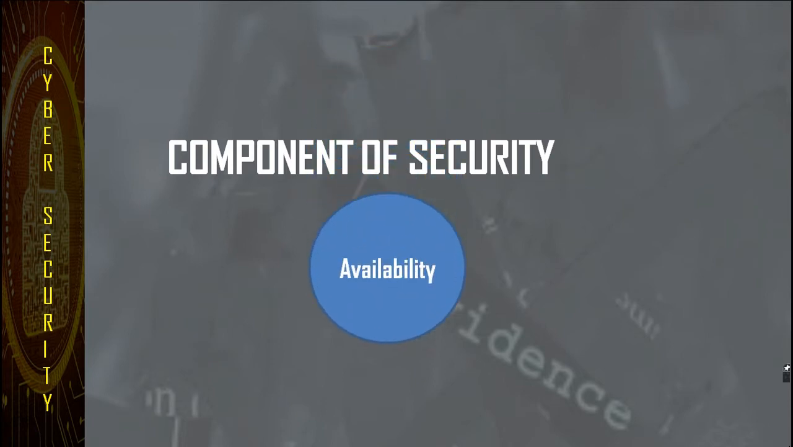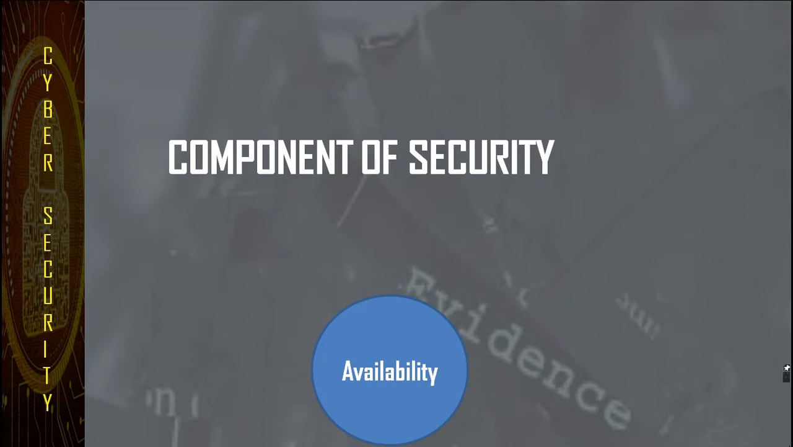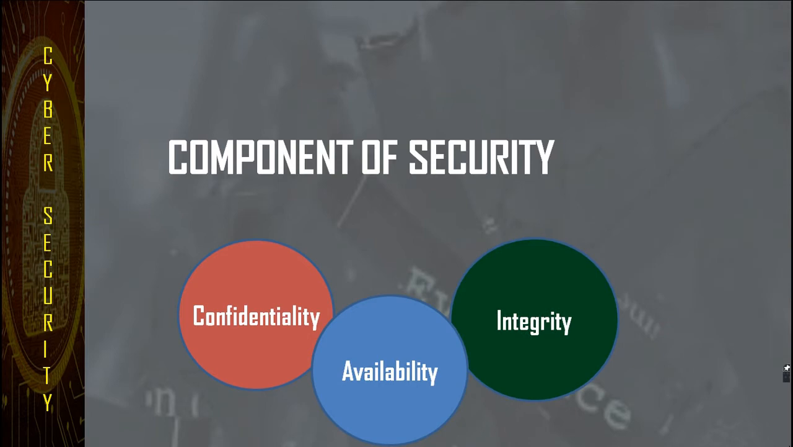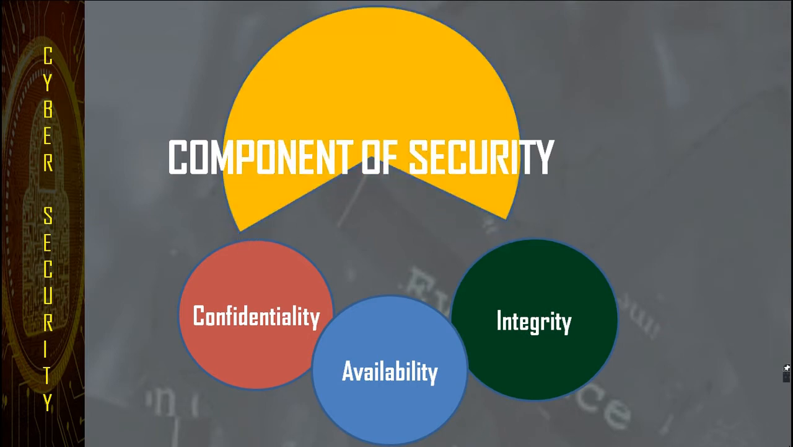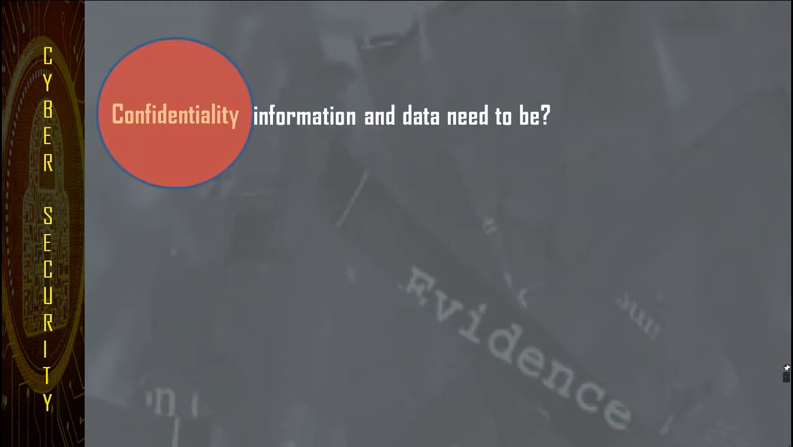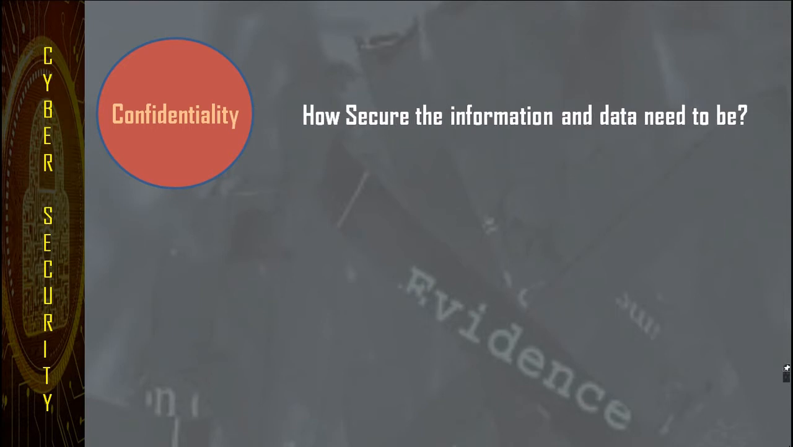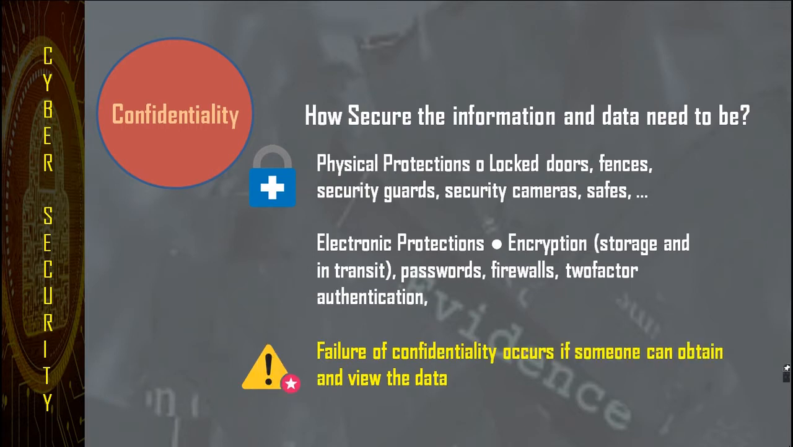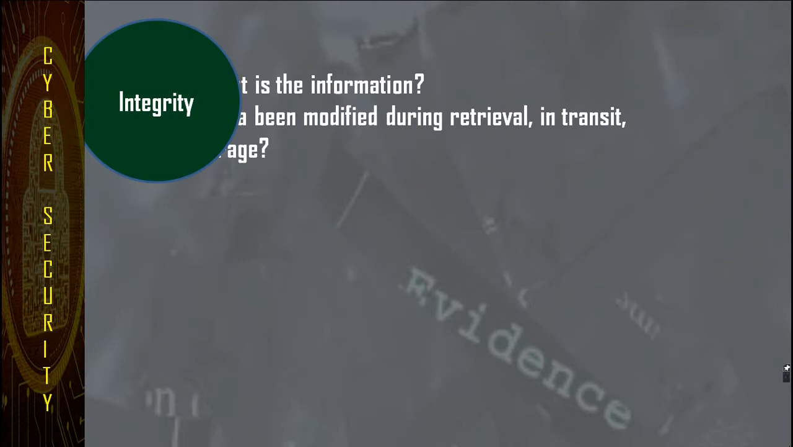We will discuss here the security triad. The components of security are confidentiality, integrity, and availability. Confidentiality: how secure is the information? How secure does the data need to be? Physical protections: locked doors, fences, security guards, security cameras, safes. Electronic protections: encryption, storage and in transit, passwords, firewalls, two-factor authentication. Failure of confidentiality occurs if someone can obtain and view the data.